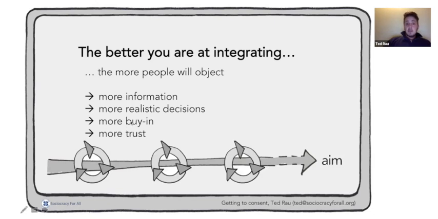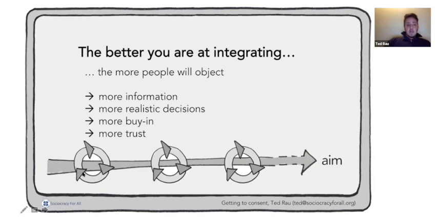You're going to have people who really mean what they say yes to. So you're going to have more buy-in to the decision. And overall, if you are good at integrating objections and harvesting people's wisdom in what they bring in an objection, the more they're going to trust that their voice really matters. So you can really only win here. I see absolutely no downside. Being good at integrating objections is always a good thing.